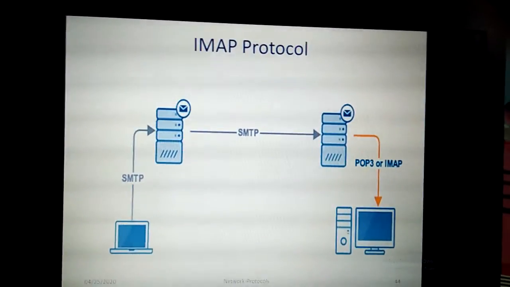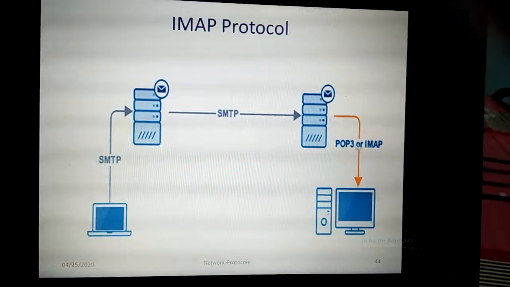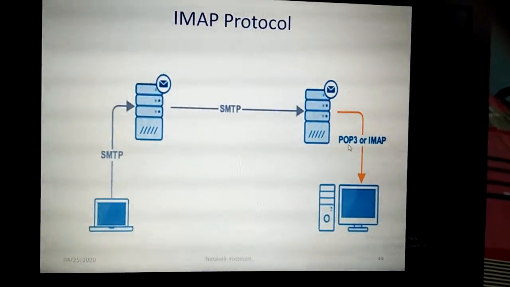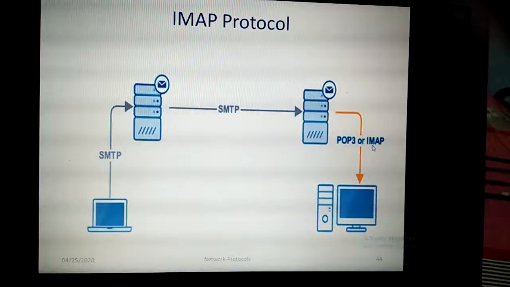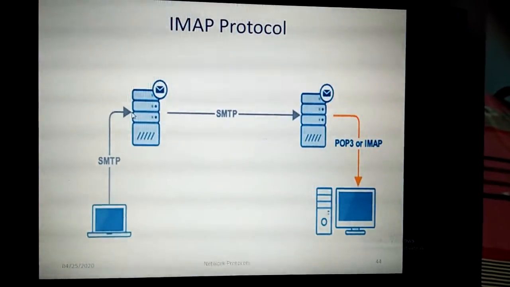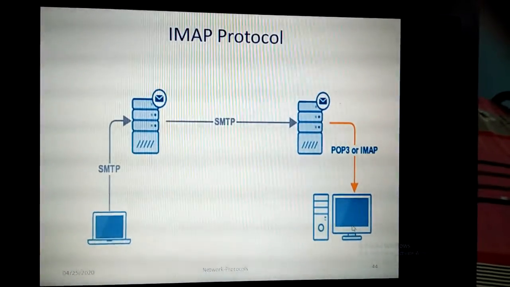Next, this is one diagram which is representing how the IMAP protocol is working. As we have seen in the POP3 diagram, at the receiver side machine only this POP3 protocol or IMAP protocol is used in order to receive the contents or mails from the SMTP server to the remote machine, that is the recipient machine. Okay.